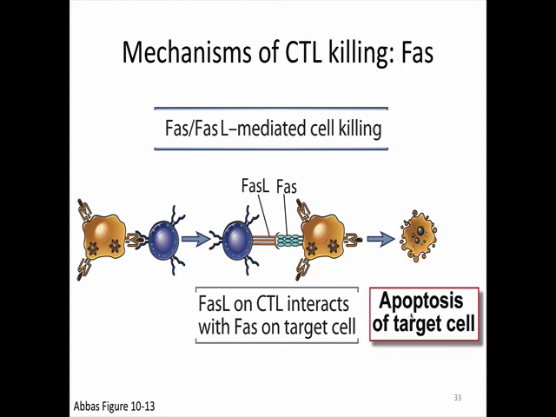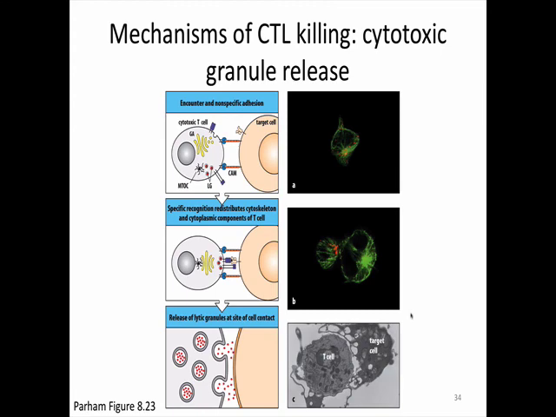The other way that this can happen is through something known as cytotoxic granule release. So our CTLs have granules in them that can be secreted. These granules can include some toxic molecules that are able to kill the target cell. And we'll talk about what these molecules are and how they kill on the next slide. But one other thing that's really, really cool about all of this is that the cell actually performs directional secretion.